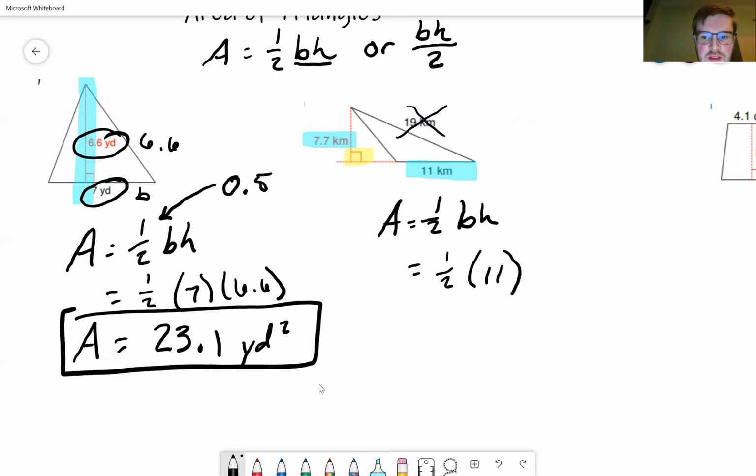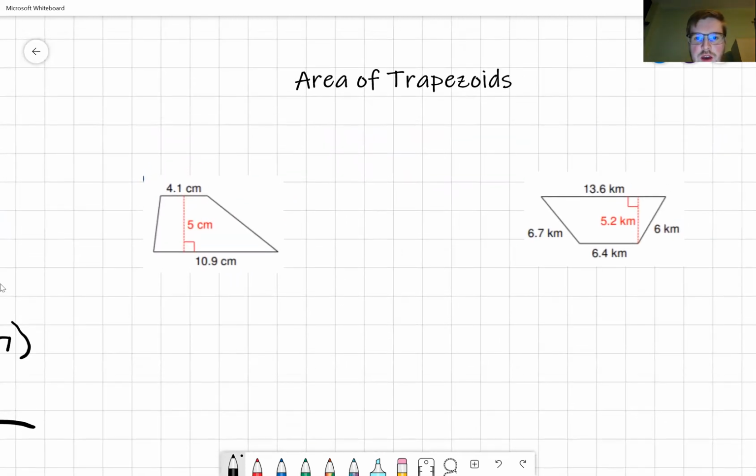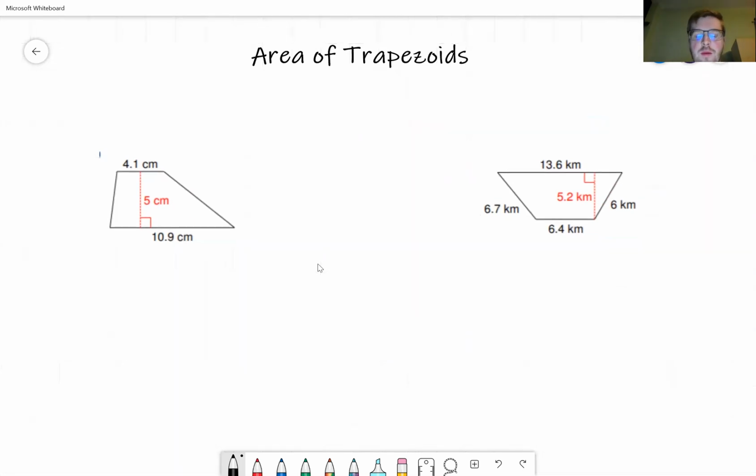The base is 11. My height is 7.7. And then you guys can find the area from there. All right. So let's move over to trapezoids. The area formula for trapezoids of the three is the most complicated. But again, if you can identify that base and the height, it's actually really easy.